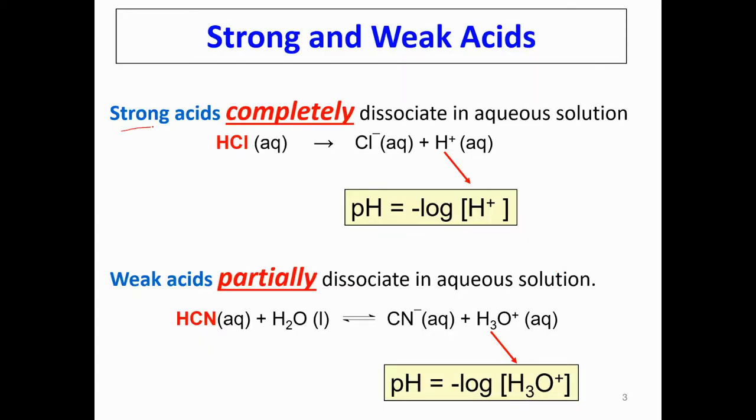For strong acid, it is completely dissociated in aqueous solution. So when we want to calculate the pH, we use negative log H+. For weak acid, it is partially dissociated in aqueous solution. Therefore, we use reversible arrow. If we want to calculate the pH, we use concentration of hydronium ion.